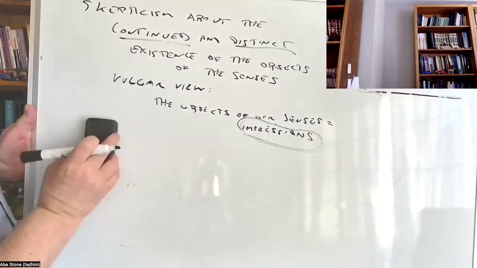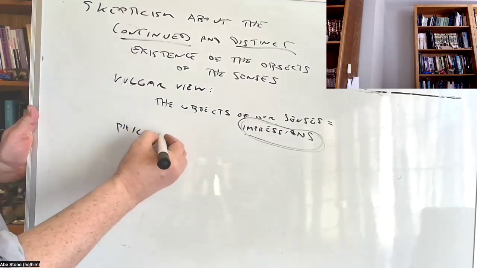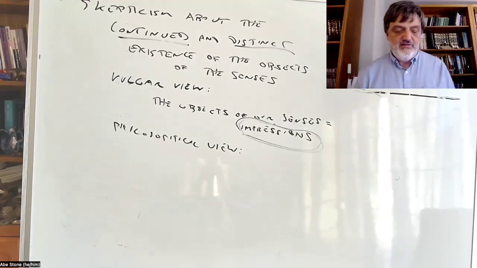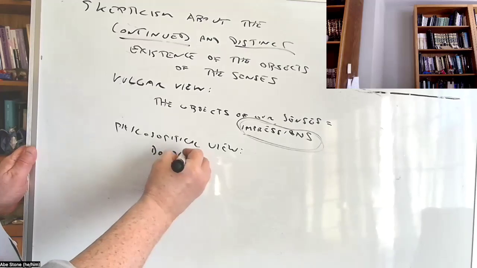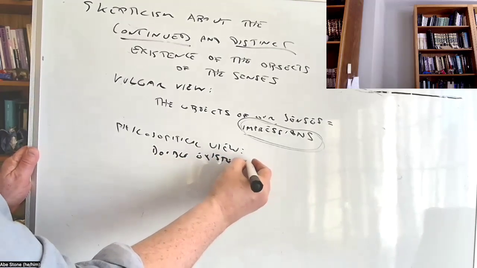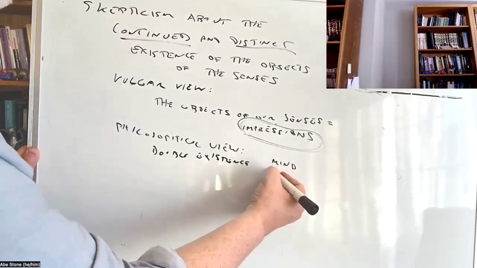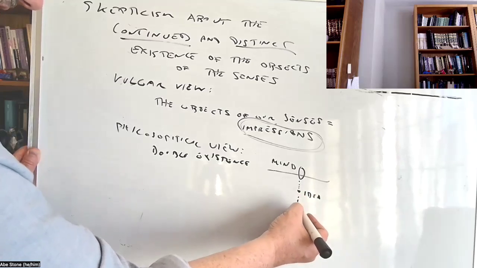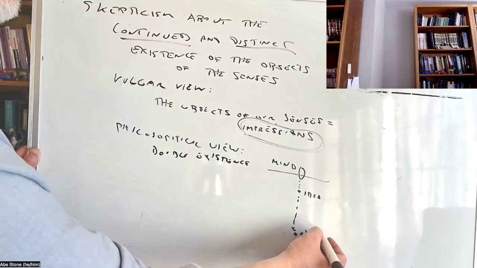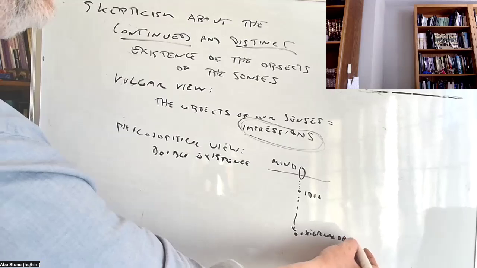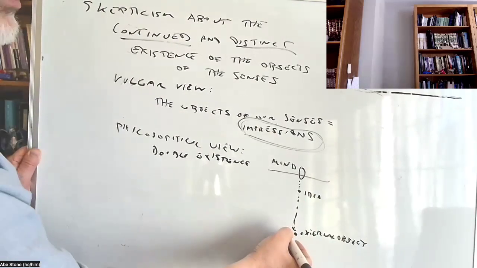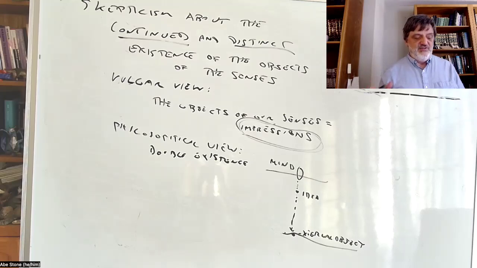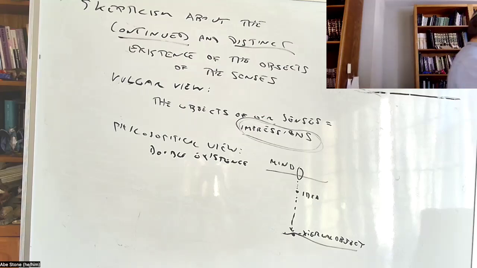Okay, so that's the vulgar view that we're trying to bring into doubt, whereas the philosophical view is the view that there's a double existence. And this really is just Locke's view, so it should be familiar. There's the idea, and then there's the external object. The external object continues to exist whether I'm perceiving it or not. It doesn't depend on my mind. So it's continuous and it's distinct.